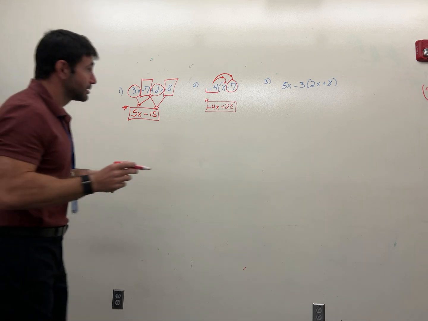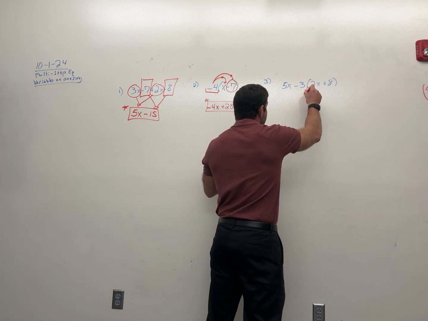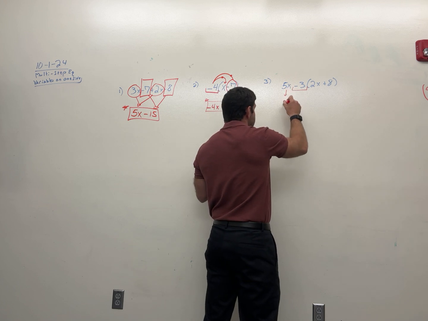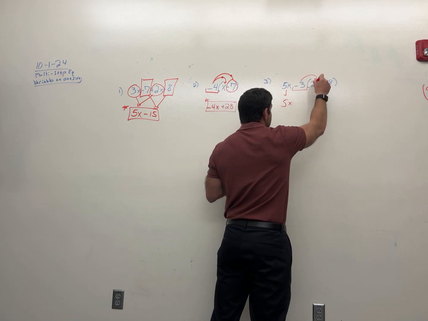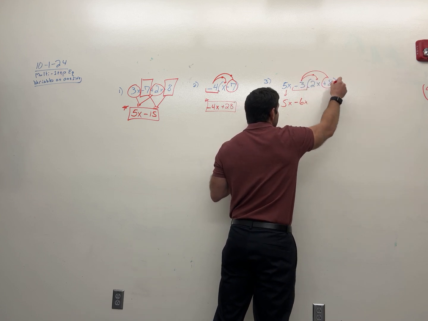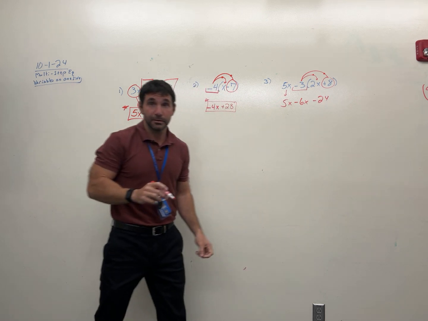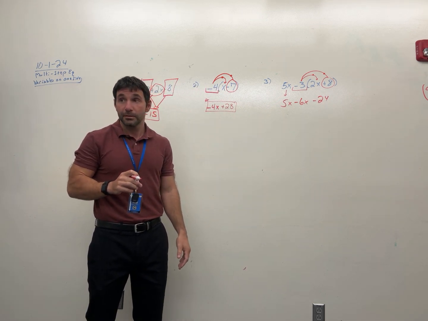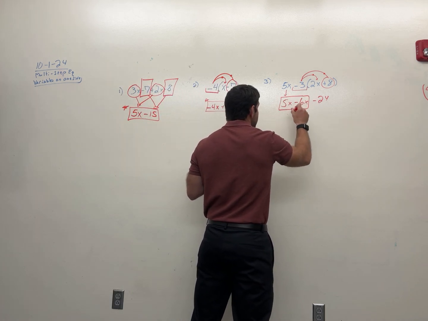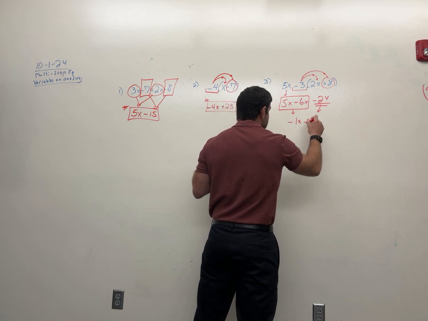Last but not least, we distribute first. Okay. Connect. Notice it's just the negative 3. I didn't touch 5x, so it comes down. Negative 3 times 2x is negative 6x. Negative 3 multiplied by negative 8 is negative 24. Am I done there? No. Why not? You have the 5x and you have to subtract it from 6x. Yeah, so we have 5x minus 6x, which is negative 1x. Negative 24 comes down.